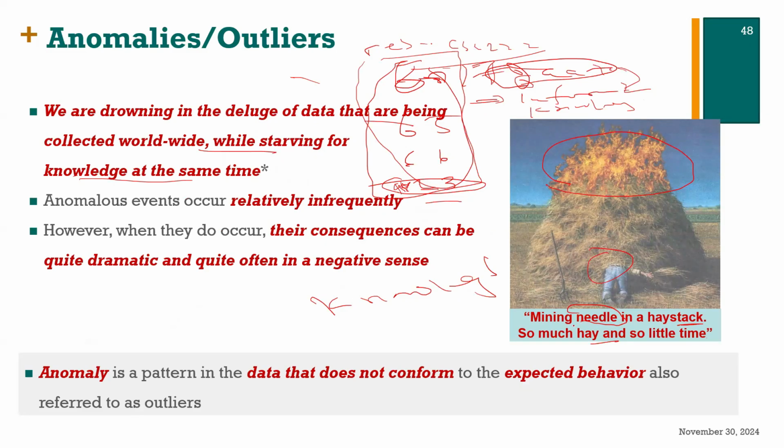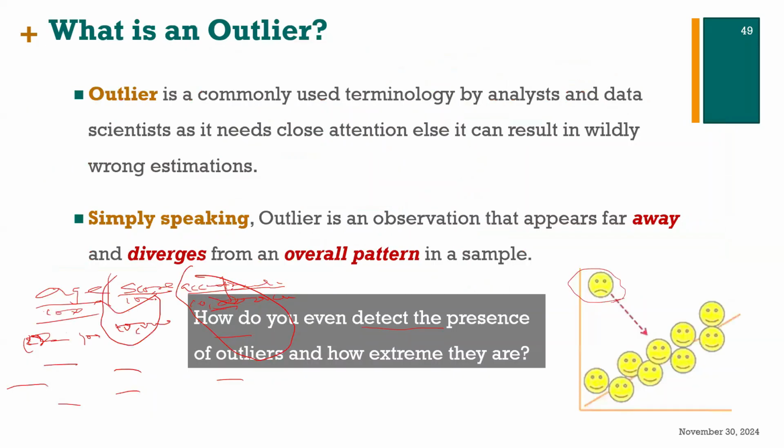It's like trying to find a needle in a haystack. Look at it, so huge an area. This guy is looking for this needle, and he needs to finish before the fire gets to his side. That is the comparison we have with outliers. It's usually very difficult to detect.